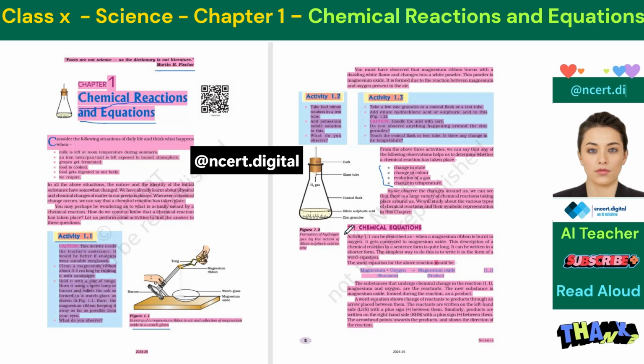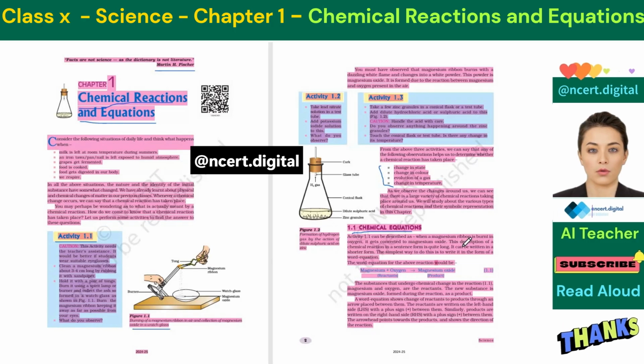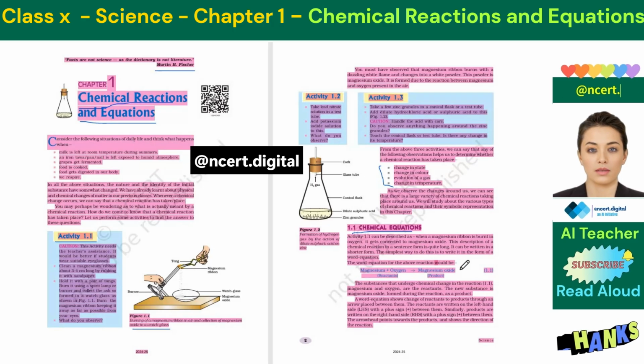1.1 Chemical Equations. Activity 1.1 can be described as: when a magnesium ribbon is burnt in oxygen, it gets converted to magnesium oxide. This description of a chemical reaction in sentence form is quite long. It can be written in a shorter form. The simplest way to do this is to write it in the form of a word equation.